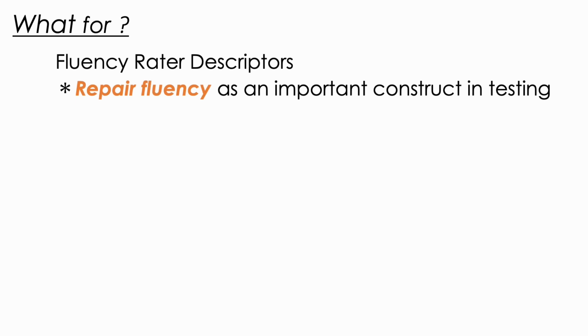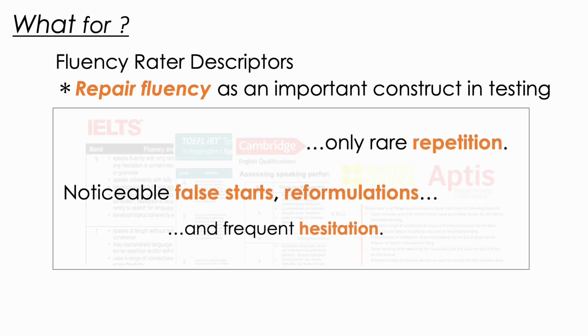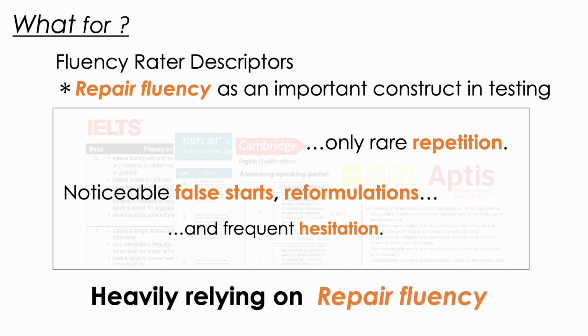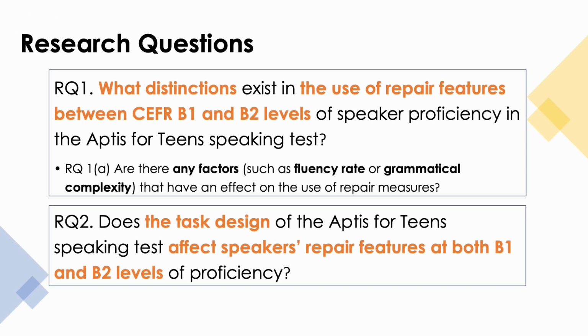Repair fluency is essential in international standardized tests such as IELTS and Aptis, like these examples. They are heavily relying on repair fluency despite its complex features. Therefore, I decided on these two research questions. One is about the distinctions in the use of repair measures. The other is about whether the task design affects them or not.